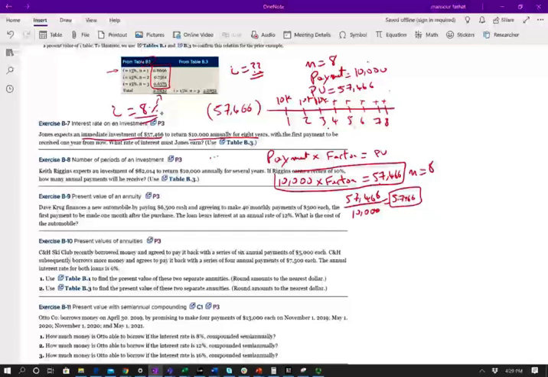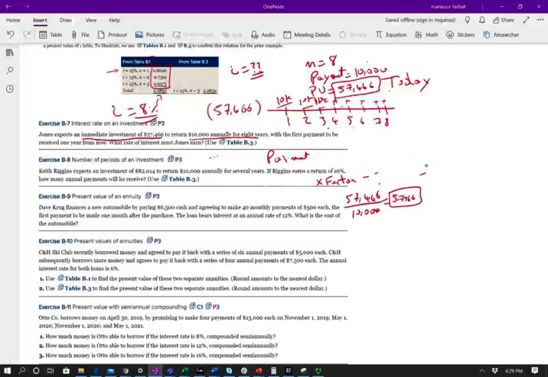So if you invest $57,466 today, keep this money for 8 years, taking out $10,000 every year, your investment will earn 8% for 8 years. This is what we're saying here.